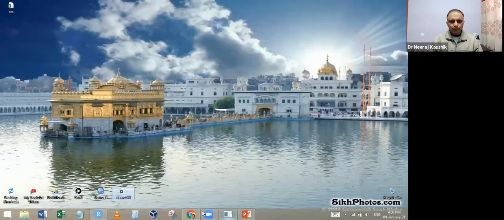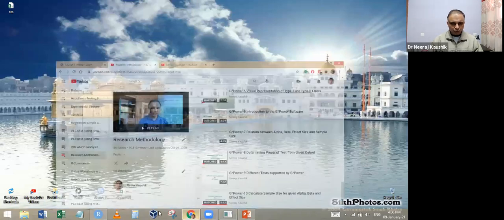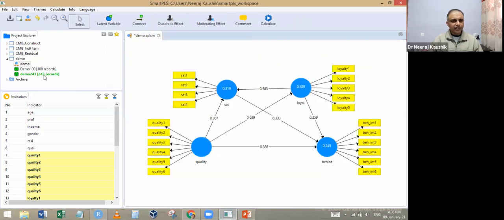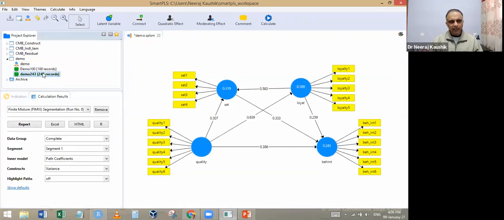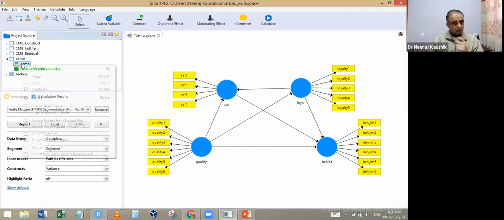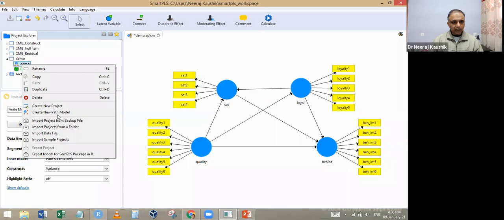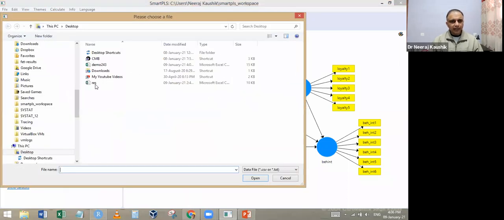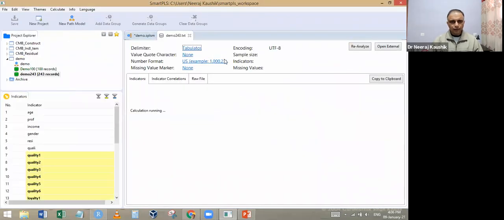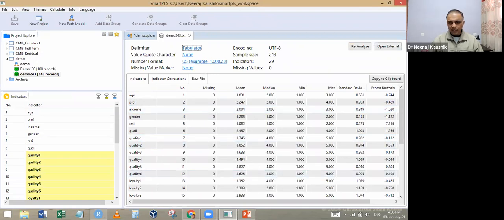Now I will come back to SmartPLS and attach this 243 once again. I need to attach it, so I need to delete the old one, or I can save it with another name. So right click on the diagram, it says import data file. Where is that data file? That's available here, 243. Yes, go ahead and check whether the last column comes as membership. Final partition, see that final partition?